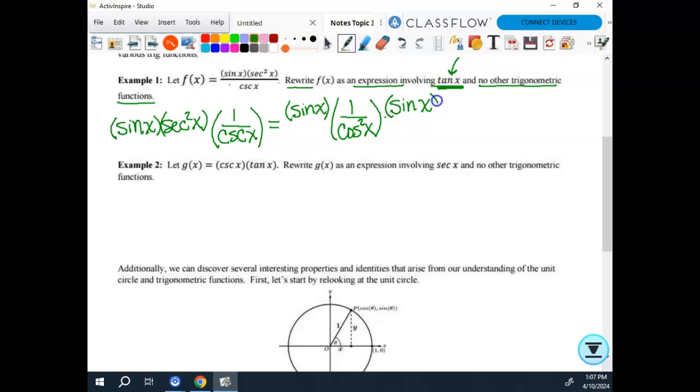So it's just a bunch of substitution. Everybody okay with where everything came from? So now I'm just going to multiply straight across. In the numerator, I'm going to get sine times sine, which is sine squared. In the denominator, I have cosine squared. And then sine over cosine gives me what? Tangent. So sine squared over cosine squared, tangent squared x. And we're done.